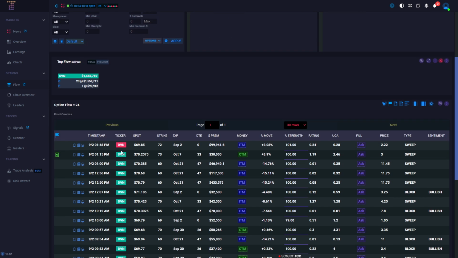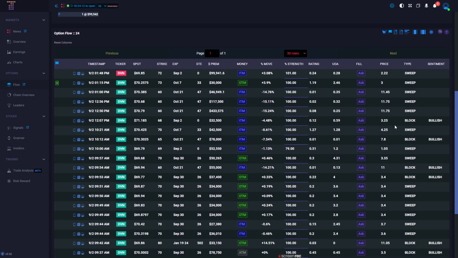Now, a lot of these are smaller, it looks like, but we can go ahead and see that you had a lot of sweeps coming in, a couple of blocks coming in throughout the day. Usually blocks are going to indicate if sentiment is bullish or bearish. For example, you got an out the money block trade right here, and this one's bullish, all right, because it's out the money, 26 days to expiration, and they're betting on the upside, so therefore the sentiment's bullish.